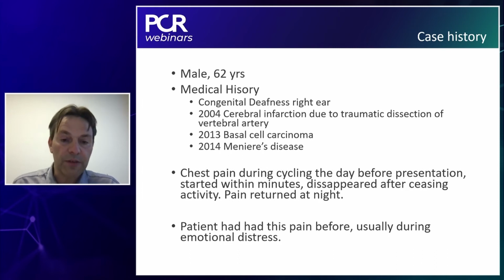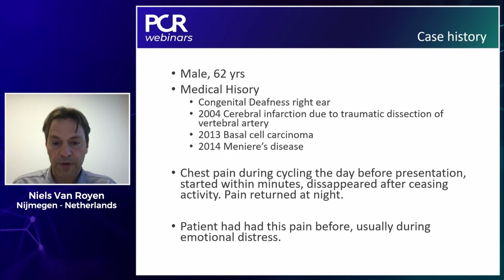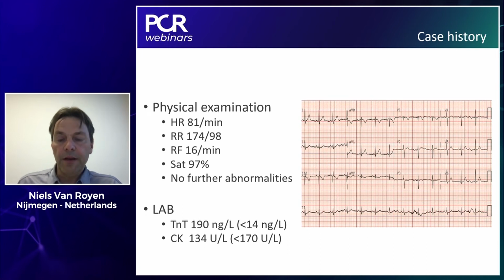And it disappeared after ceasing his cycling activities. But then at night, the pain returned. He also mentioned that he had the same complaints on previous occasions, particularly during emotional stress. On physical examination, nothing really abnormal, except maybe very high blood pressure. And in the laboratory, the troponin levels were elevated at 190.